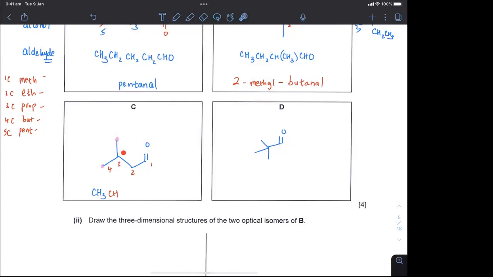Sorry, how many? 3. Is it 3? Yes. You see 1, you see 2, you see 3. 3 plus 3 is equal to 6. Carbon forms 4 bonds. Carbon doesn't form 6 bonds.